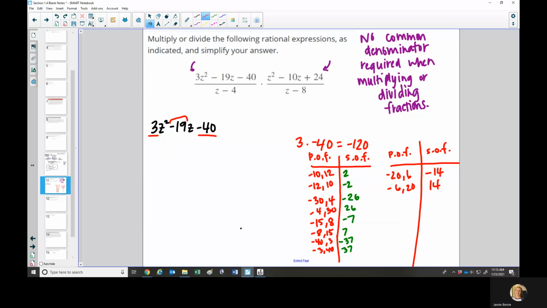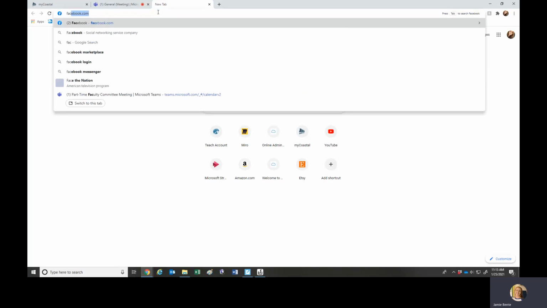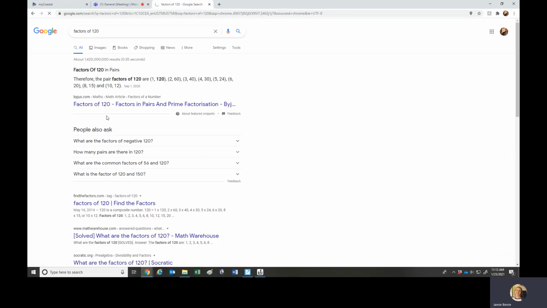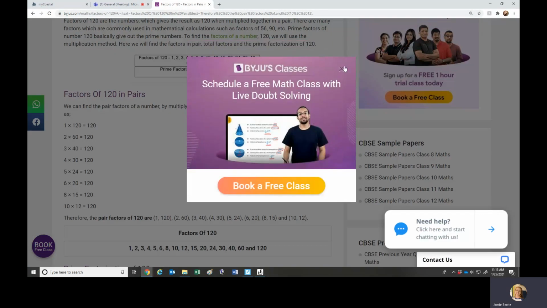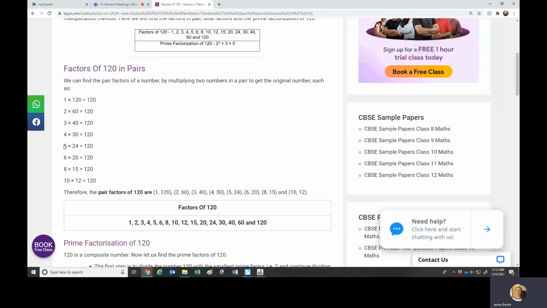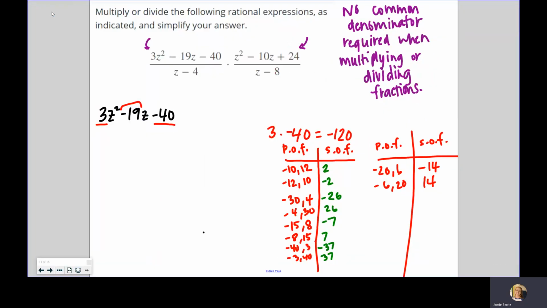Let's see. This is what I sometimes do if I have really big factors. I'll just go to Google and type in factors of 120 in pairs. So there they are. Like I said, I wouldn't put a number this big on the test, so you wouldn't have to worry about that. Oh, there they are, 24 and 5. All right, so let's get this back to full screen. Negative 24 and 5. So yeah, if all else fails, you can Google and look at the pairs of factors.